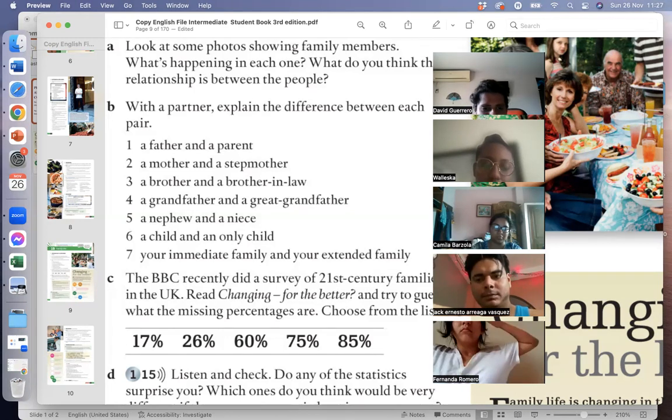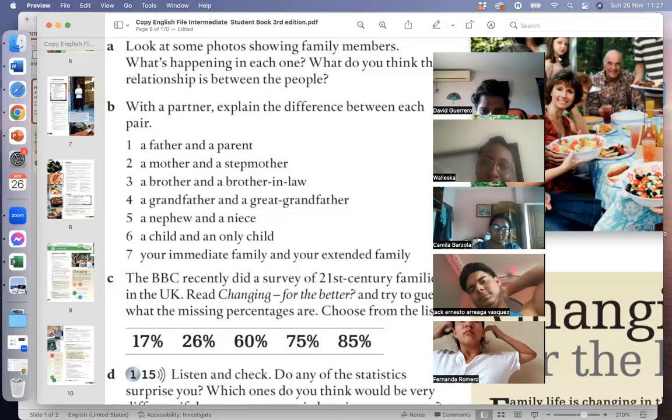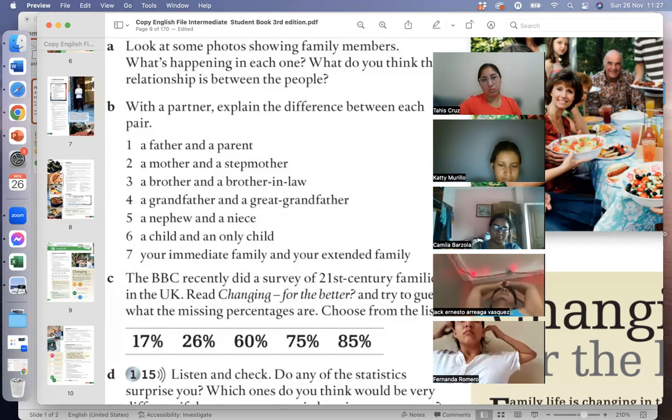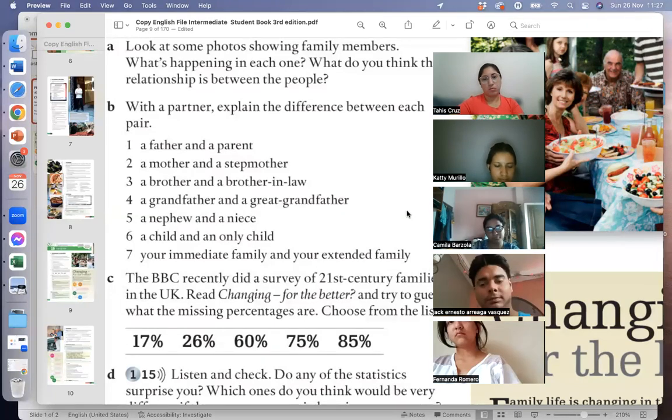Brother and brother-in-law. Brother is my brother, and brother-in-law could be the husband of my sister. I don't know how to say cuñado. Yes, yes. So the brother-in-law, again, is someone who is married to your brother or your sister. So that their husband is your brother-in-law. How is that in Spanish? Cuñado. Sí, cuñado. Yes. Okay.